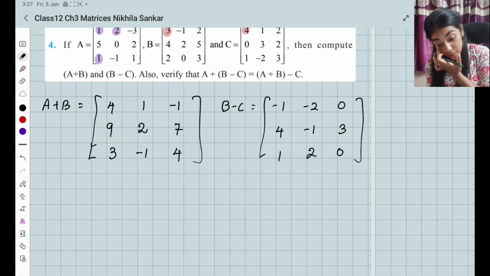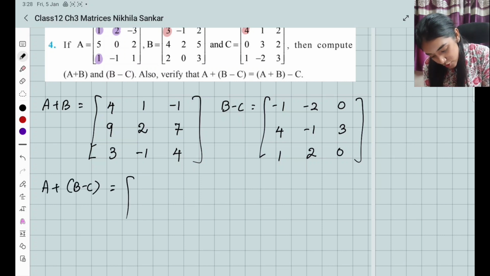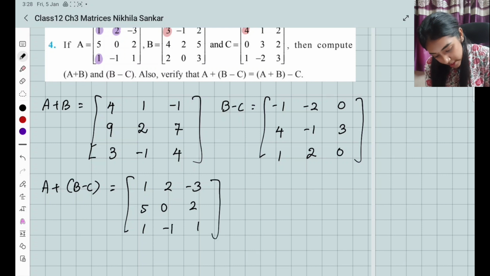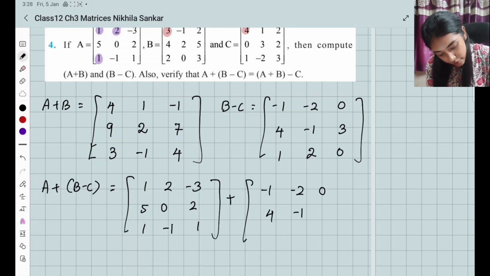Also, verify. So, now we have to do A plus B minus C. A plus B minus C is going to be, what is my A? 1, 2, minus 3, 5, 0, 2, 1, minus 1, 1. This is A. Plus B minus C, what did we get? Minus 1, minus 2, 0, 4, minus 1, 3, 1, 2, 0.